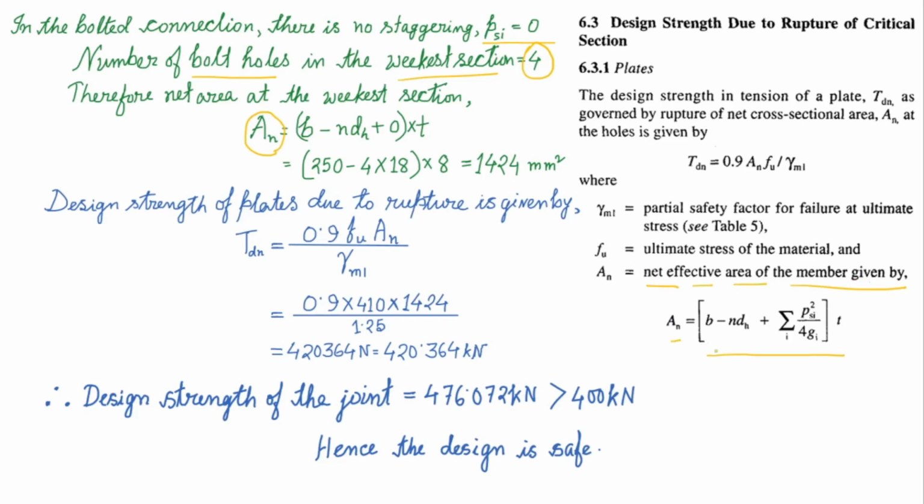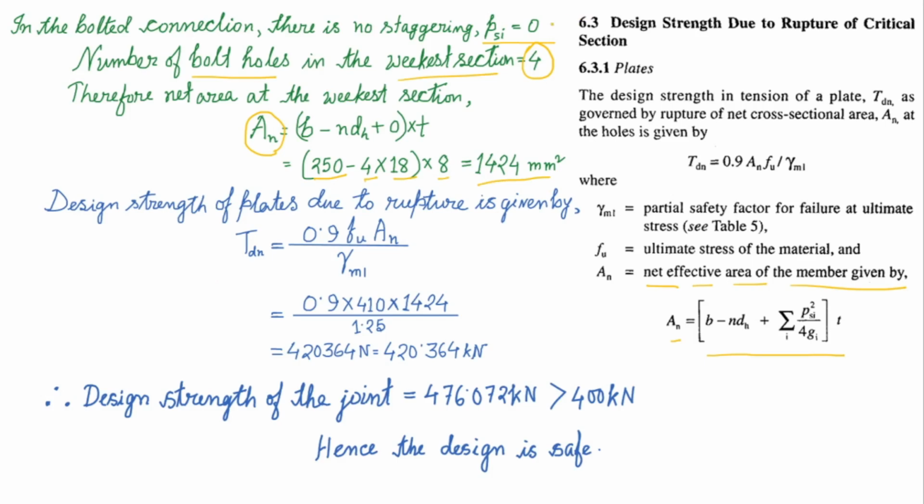So AN is the net effective area of the member, and it is given by this formula. So using that formula we have to calculate the net effective area. So B in this case is 250, N is 4, DH diameter of the hole is 18 mm, and finally it is multiplied by the thickness T, the thickness of the smaller plate. So AN comes out as 1424 mm square.